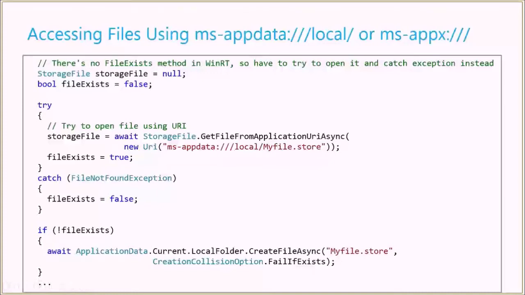And for creating, if the file does not exist, which is what you can catch, you try to get the file. What if the file does not exist? It will throw an exception, so it will be caught in the catch here, and then you assign fileExists to false. If fileExists is false, that means you'd like to create another file in the local folder called myfile.store. That's how you check and then create, with the collision option fail if exists, which shouldn't be the case, because you only went there since the file does not exist.